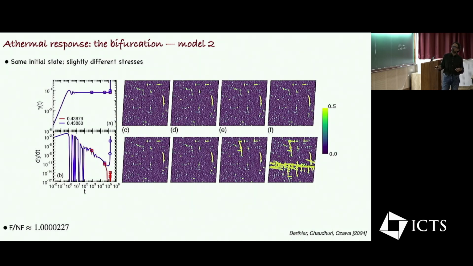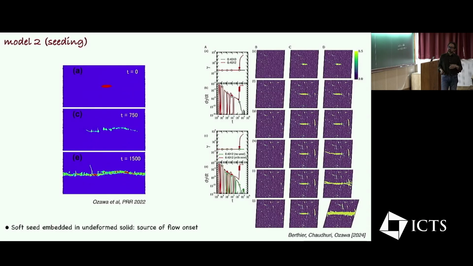There we see that for the state which does not go into flow, you see some soft spots being generated. But what we determine is that those soft spots are not the relevant soft spots. You need the nucleation of the relevant soft spot in order for the flow to propagate. So essentially, the existence of soft spots by itself does not guarantee that the flow will happen. You need the nucleation of the relevant soft spots for the flow to be generated.